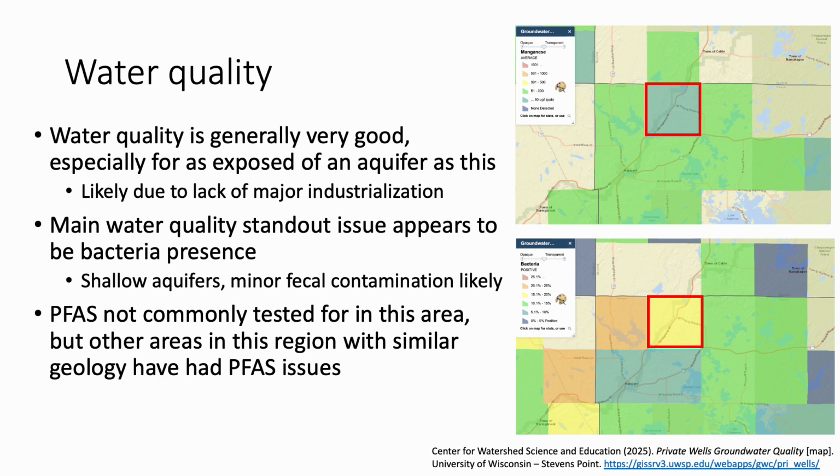Another thing that I'd like to note is that PFAS isn't really tested for on that Stevens Point website or a whole lot in this area, but there are other resources that point to shallow aquifers, especially in northern areas like northern Wisconsin and upper Michigan, having a very large growing issue with PFAS. So this would be really interesting to look into in the future, I think.